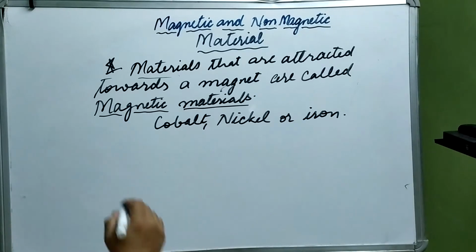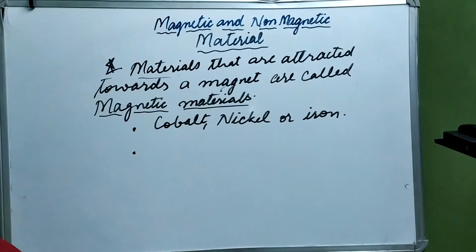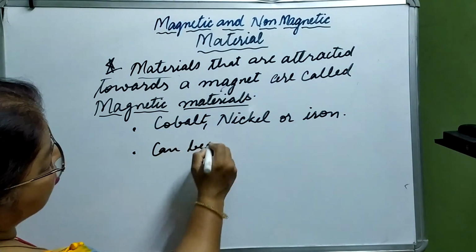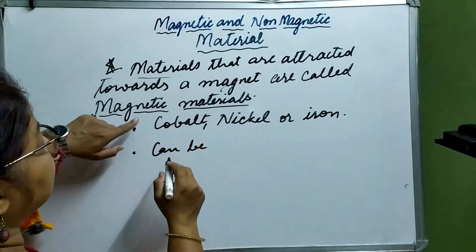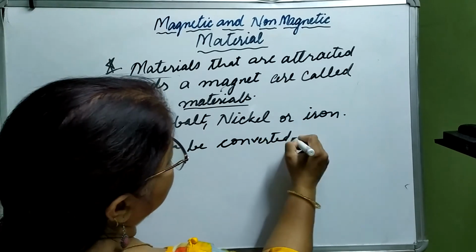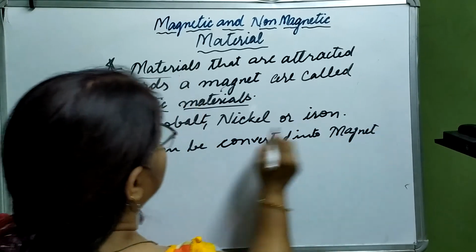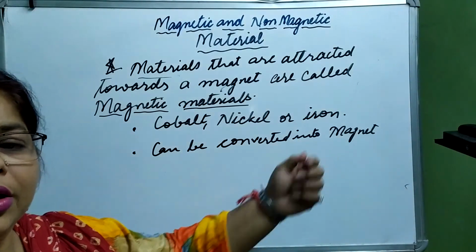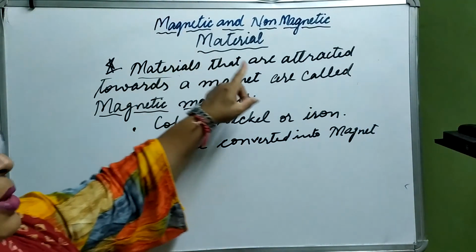Now, another important thing about magnetic material. These magnetic materials can be converted into magnets. Things made up of cobalt, nickel or iron can be converted into a magnet also. They can be magnetized. Fine. So this was about magnetic material.